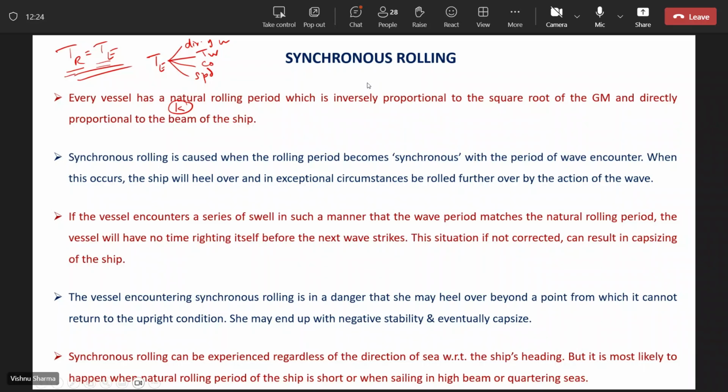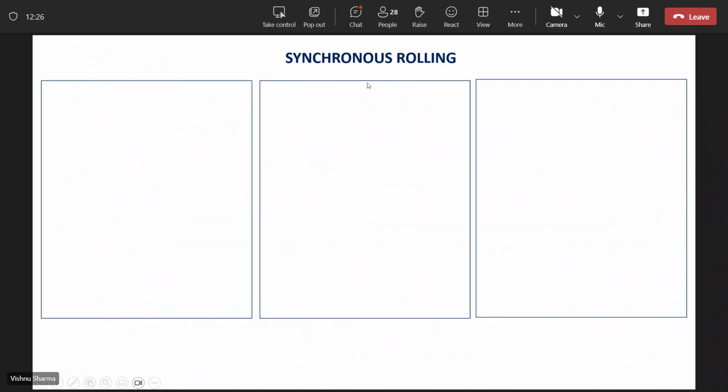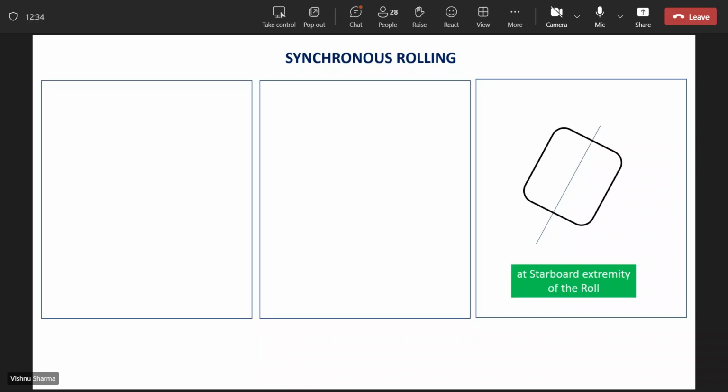Now, if you realize that a condition for synchronous rolling is developing, you see here, this is just a graphical representation. Ship goes to extreme starboard, and this time you have a wave hitting as she's about to start her journey back. Wave hits as she starts back. You have the crest coming and hitting the starboard side. What does this do? This increases the speed at which it will return.